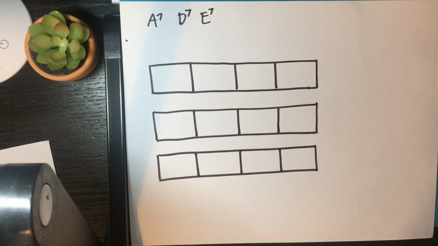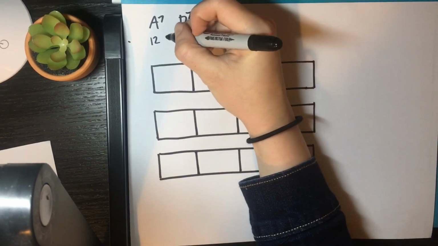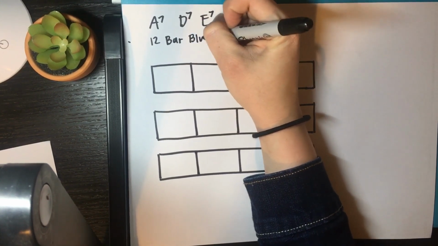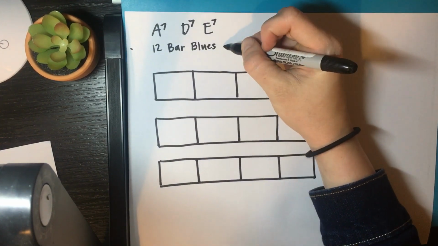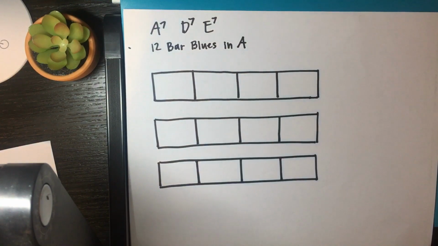Hey guys! So today we're going to learn about a 12-bar blues, kind of like what I talked about before. Let me write it out for you so you know exactly how it's spelled and how it looks. 12-bar blues. And specifically, we are going to learn a 12-bar blues in the key of A. So 12-bar blues in A.